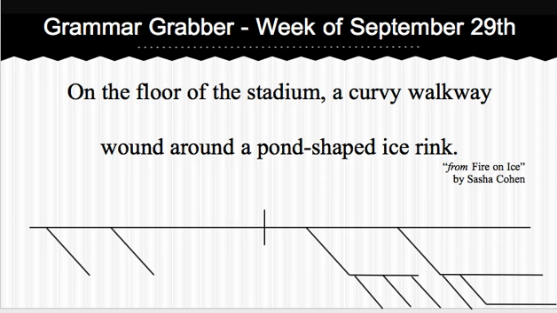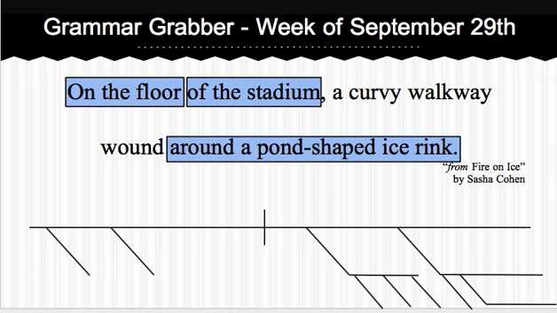Our first step is to identify where our prepositions are and what our prepositional phrases are. Here I have marked them. So you can see on the floor is a prepositional phrase, of the stadium is a prepositional phrase, and around a pond-shaped ice rink is a prepositional phrase. Our next step is to take these different prepositional phrases and integrate that into our sentence diagramming.